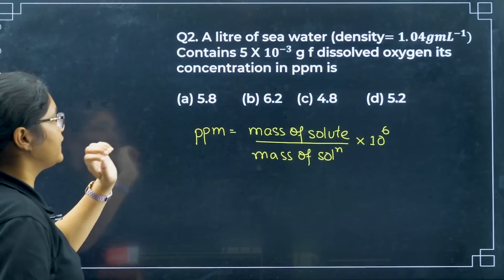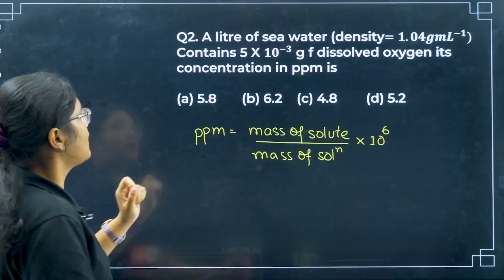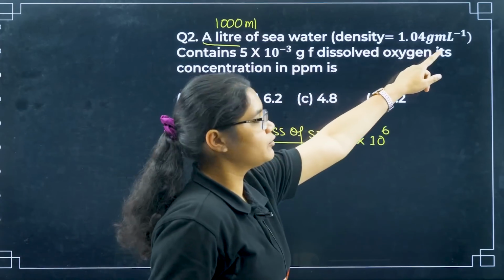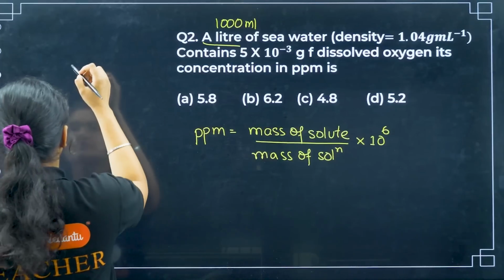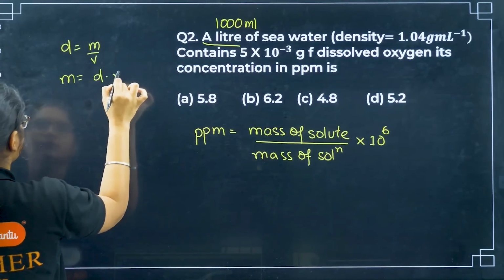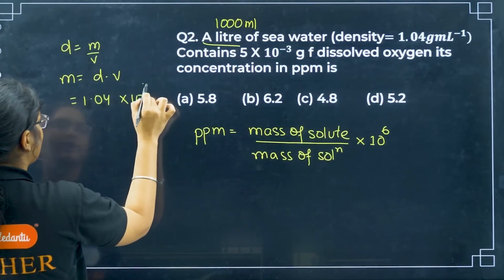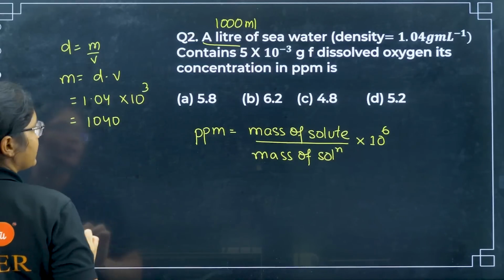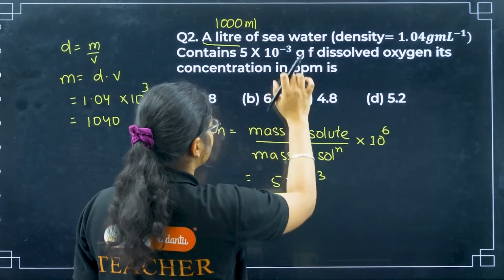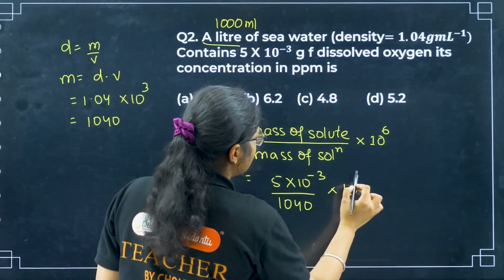Now how can I write it here? The solute is 5 into 10 to the power of minus 3 grams. 1 liter means 1000 ml, and the density is 1.04 gram per ml. What is the mass of the solution? Density is equal to mass by volume, so mass is equal to density into volume, which is 1.04 into 1000 ml, that is 1040. So I get 5 into 10 to the power of minus 3 divided by 1040, into 10 to the power of 6.